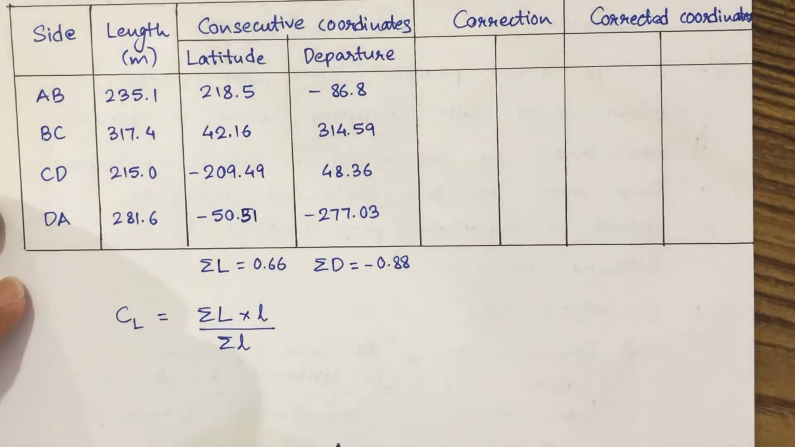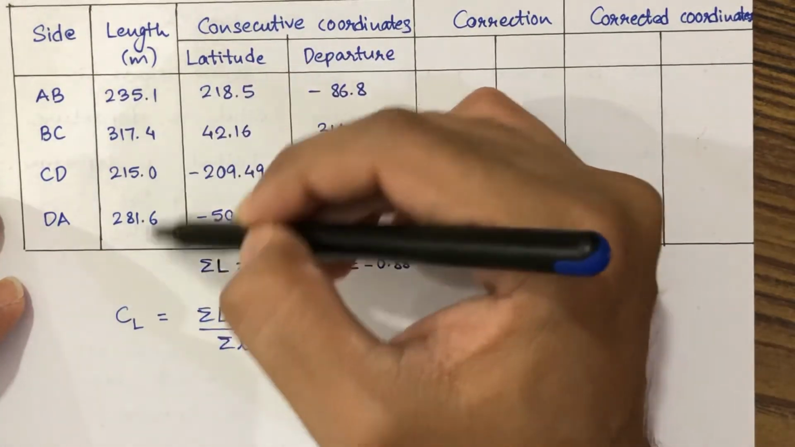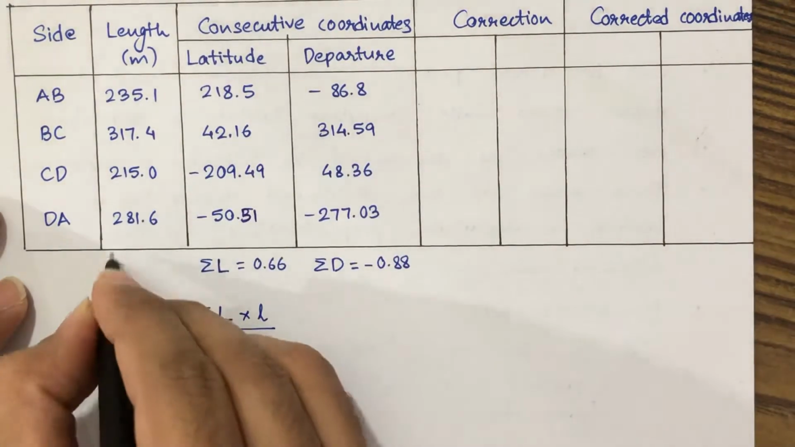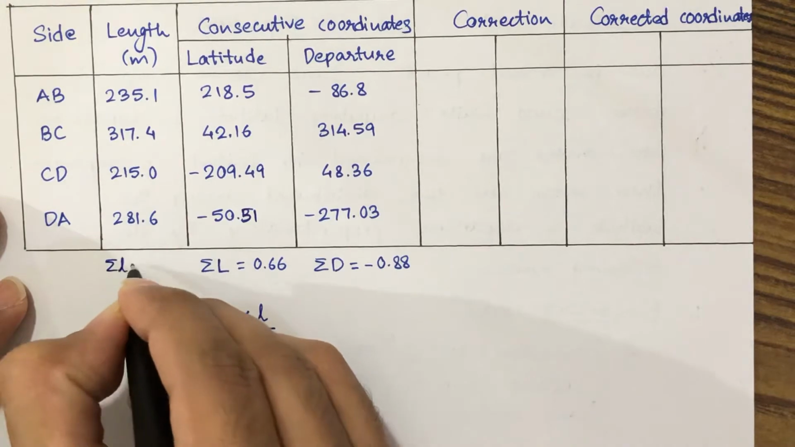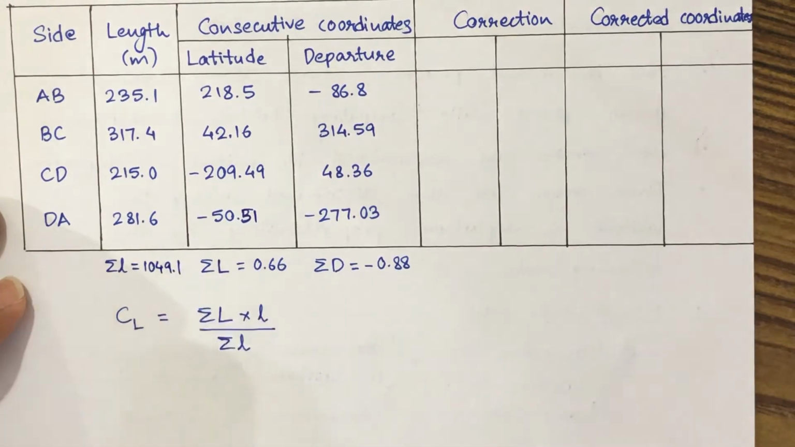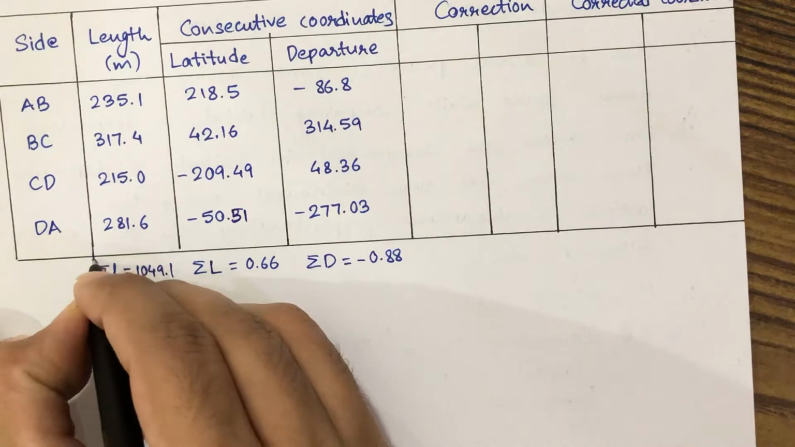How will you find out the perimeter? It can be found out by adding up all the lengths. So if we add up all these lengths, we get summation small l as 1049.1.